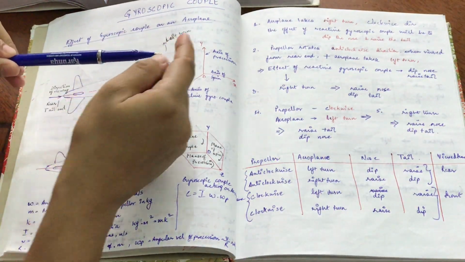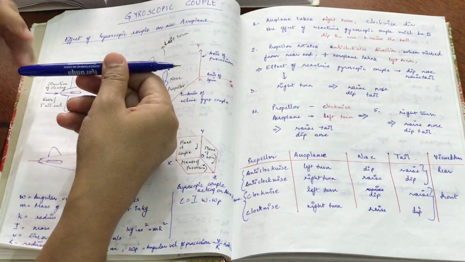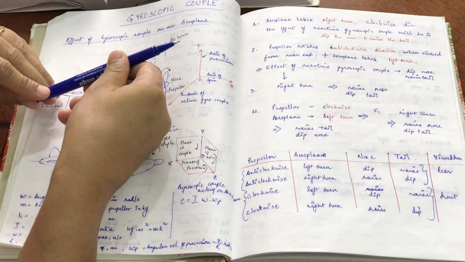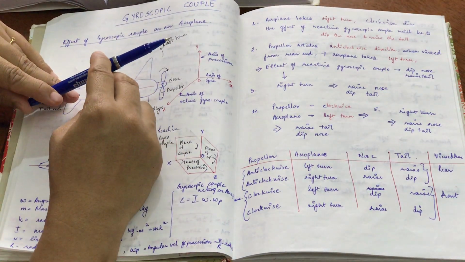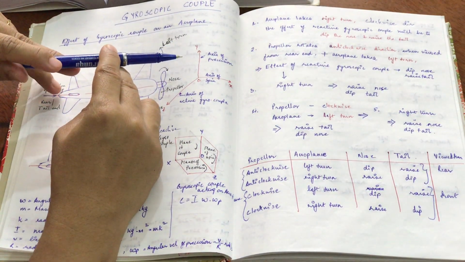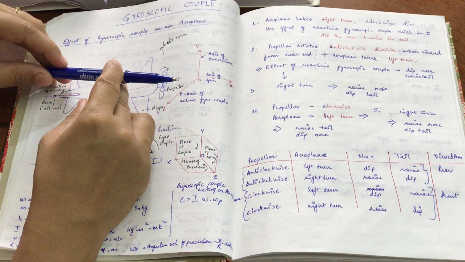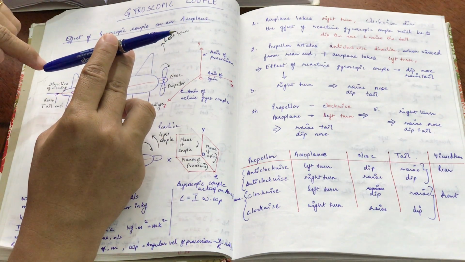If the propeller is moving in the anti-clockwise direction, and you are seeing it from the rear end, and the plane takes a left turn, the effect of the reactive gyroscopic couple is to dip the nose and raise the tail. If it takes a right turn, the effect of the gyroscopic couple is to raise the nose and dip the tail.